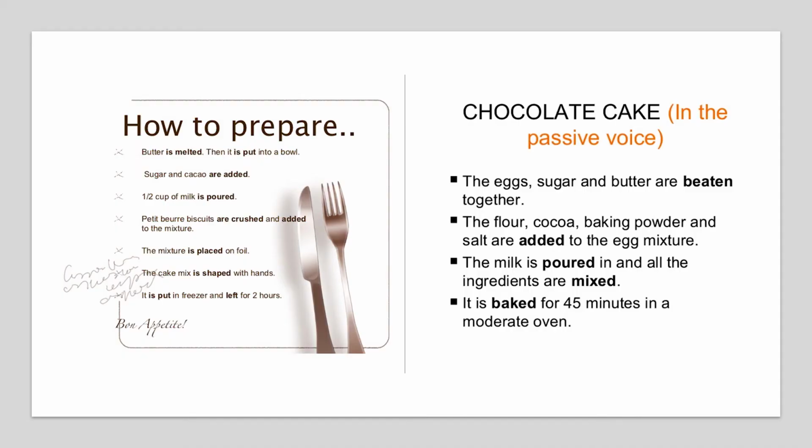Here is an example of how to make a cake. As you see, we use passive to give instructions. Butter is melted, then it is put into a bowl. Sugar and cacao are added. A half cup of milk is poured. Petit Beurre biscuits are crushed and added to the mixture. The mixture is placed on foil. The cake mix is shaped with hands. It is put in the freezer and left for 2 hours.